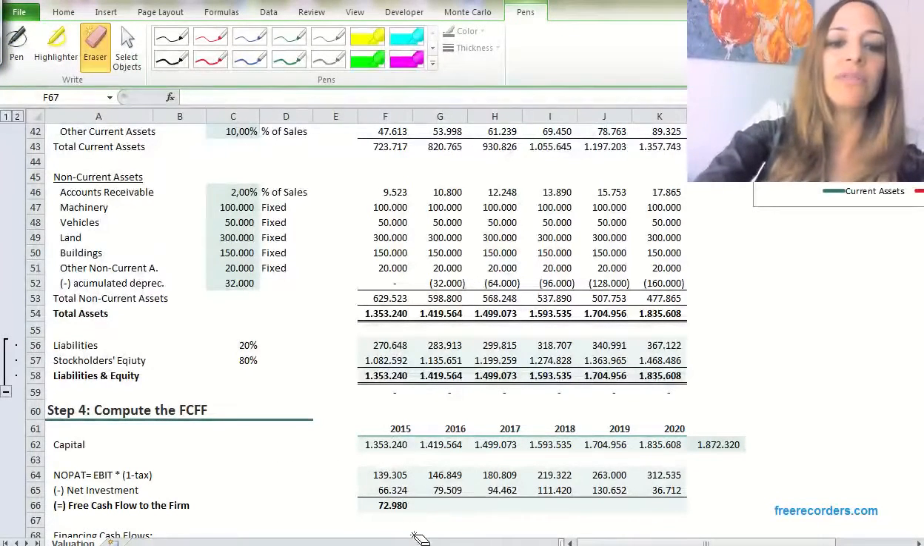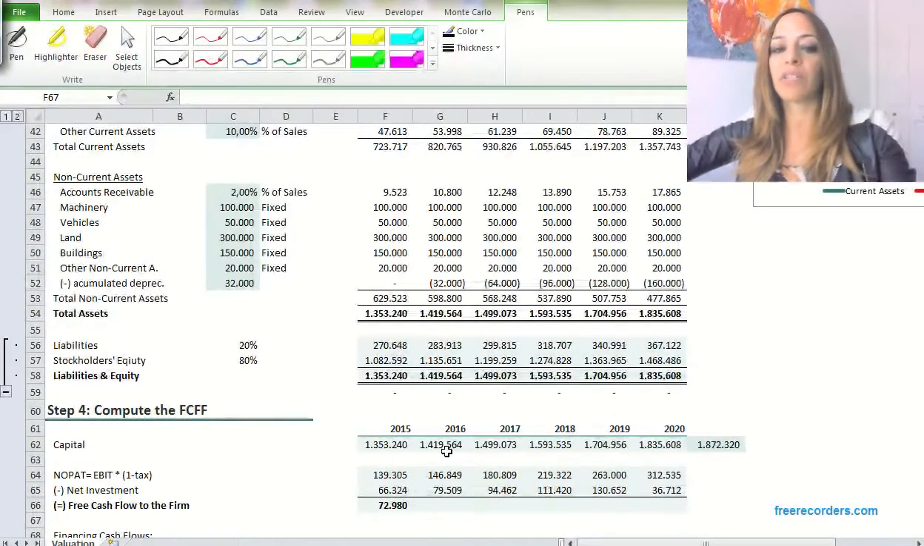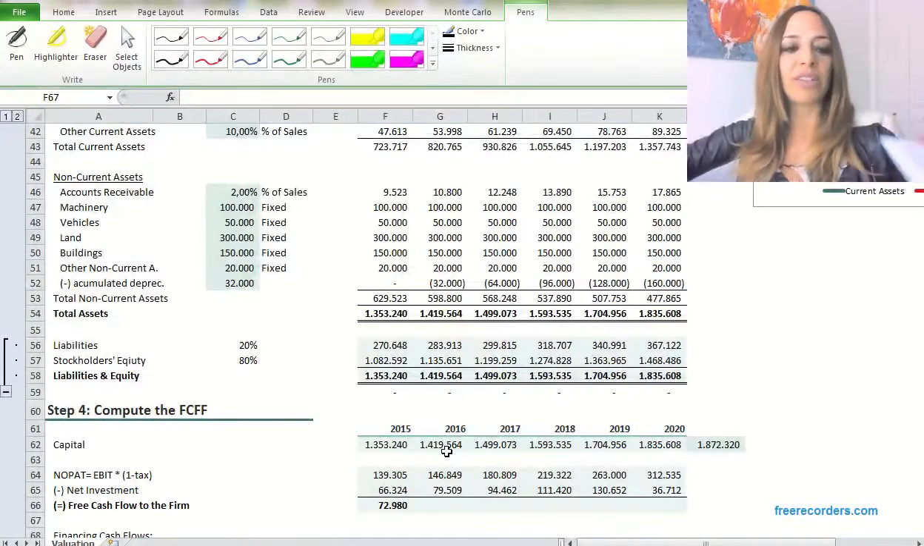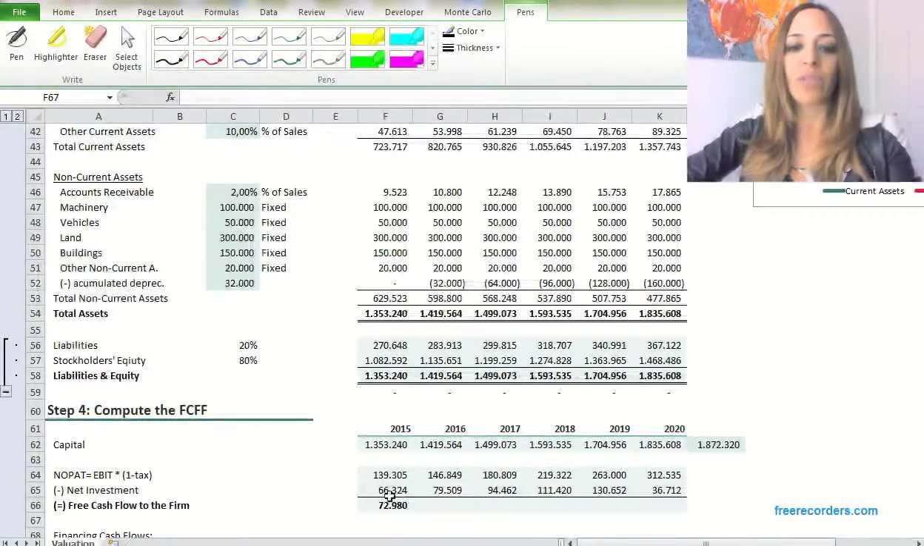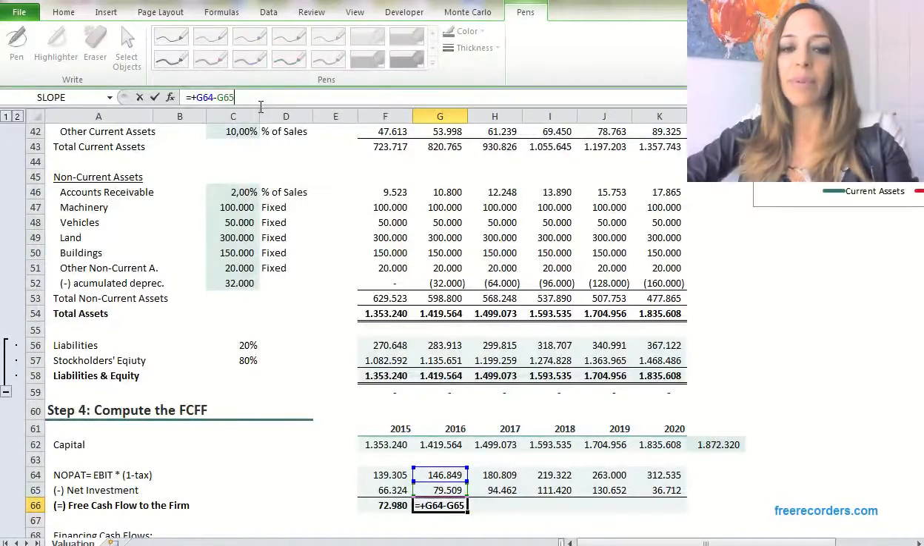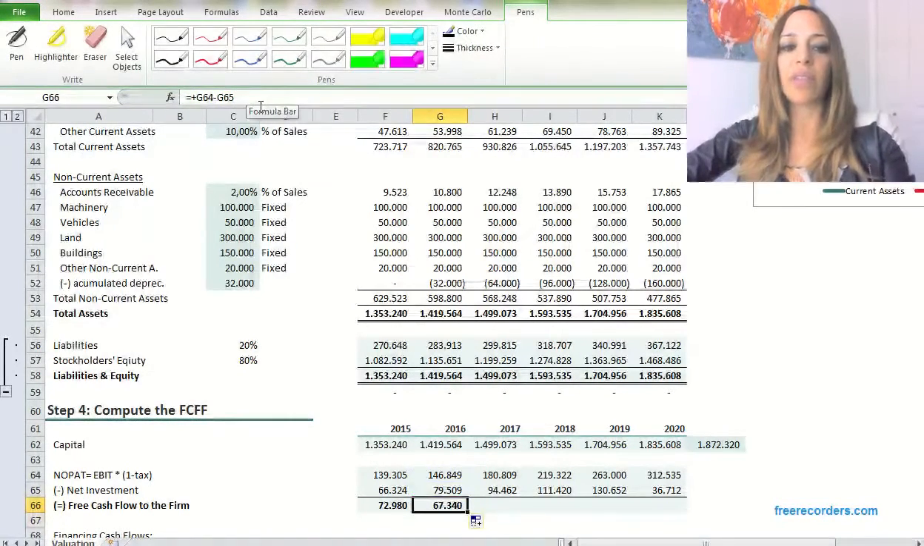If we don't invest, then the free cash flow will be NOPAT, will be 139. If we only cover depreciation, then all the earnings obtained in the operation will be free cash flow to the firm. But in this case, we are investing for the future, and therefore the free cash flow is 72. For the following year, the same happens. NOPAT is bigger than the net investment, therefore the free cash flow is positive. Well, the same happens for each year.